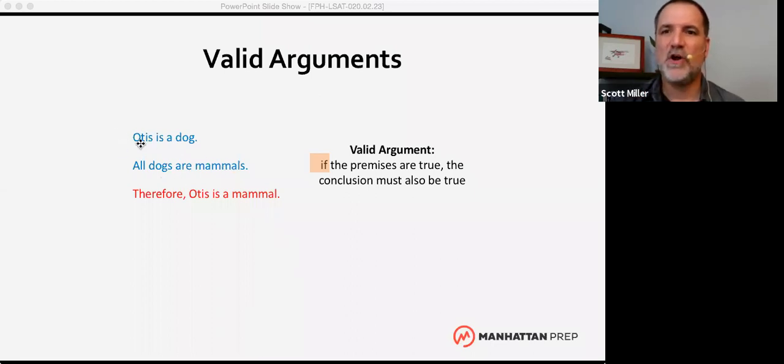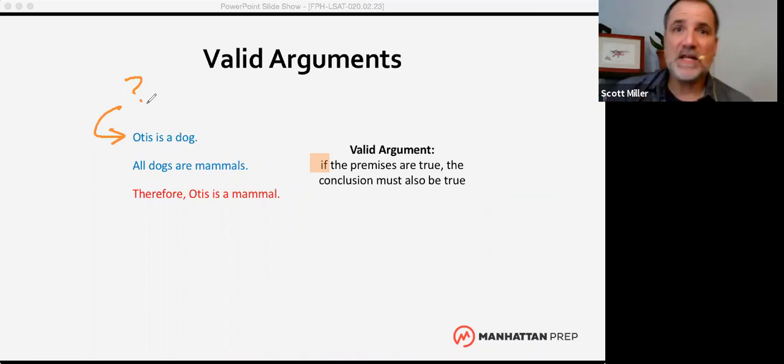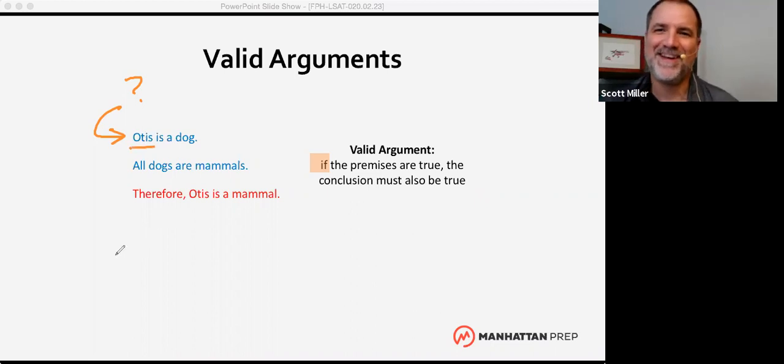Do you actually know any dogs named Otis? Are there any dogs in the world that are really named Otis? What I'm getting at is, do we know for sure that this premise is actually factually true? Even if you know a dog named Otis, does that mean it's the same dog that I'm talking about? Do we know that we're talking about the same dog here? So factual truth gets a little weird. Even if an argument looks like it could be factually true, we don't always know for sure if all the premises are factually true. And the good news is you don't have to know that for the LSAT.